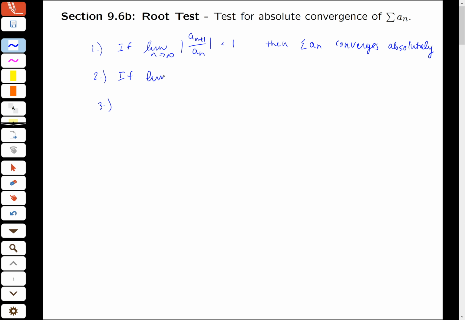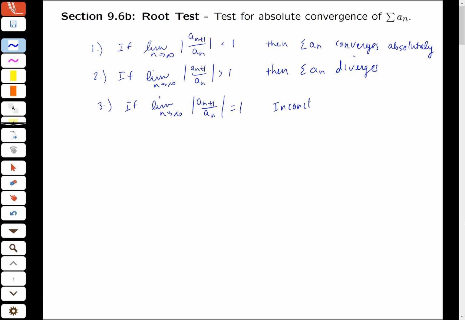If the limit was bigger than 1, what did it tell us? And if the limit was equal to 1, inconclusive, do something else. This was the ratio test. Our root test is very similar to it.